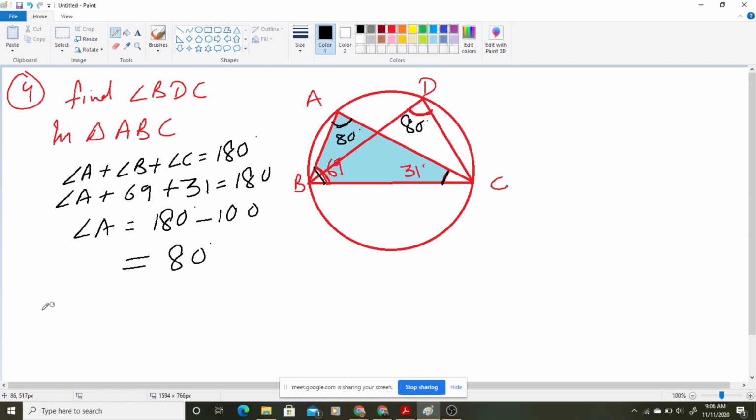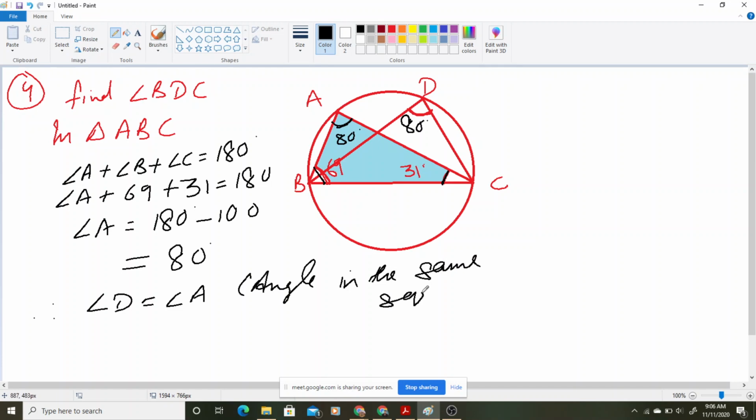So therefore we can write angle D equals angle A because they are angles in the same segment. Angles in the same segment are equal. So therefore we can write angle D equals 80 degrees. That's it. Angle A and angle D are equal. So that's all we have to do.